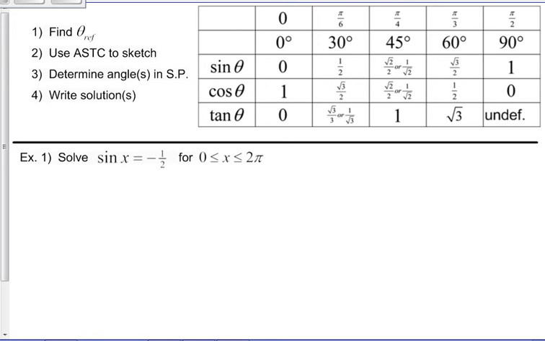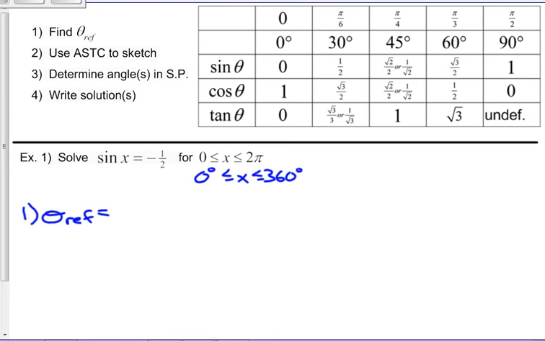Here we go. We want to solve sine x equals -1/2 for 0 to 2 pi. That's the same in degrees as 0 through 360. It means in the first revolution in standard position. So our steps are, number 1, find the reference angle.